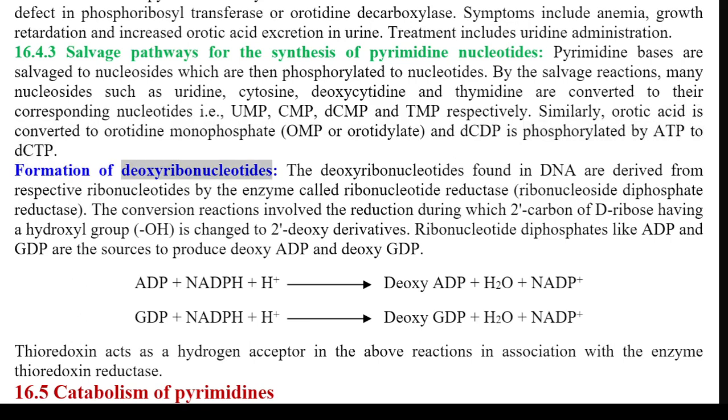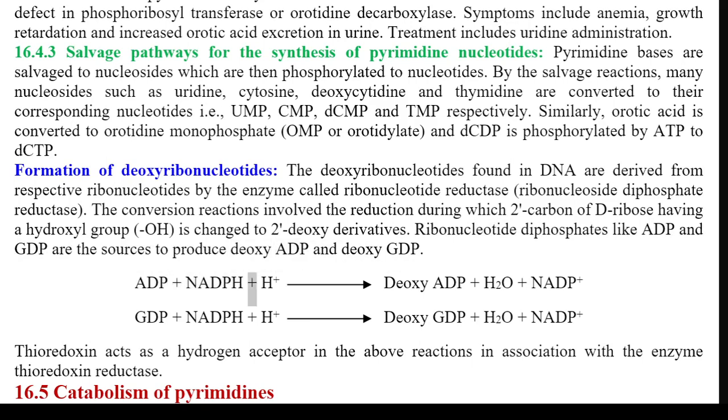Formation of deoxyribonucleotides. The deoxyribonucleotides found in DNA are derived from respective ribonucleotides by the enzyme called ribonucleotide reductase, ribonucleoside diphosphate reductase. The conversion reactions involve a reduction during which the 2-carbon of ribose, having a hydroxyl group, OH, is changed to 2-deoxy derivatives. Ribonucleotide diphosphates like ADP and GDP are the sources to produce deoxy-ADP and deoxy-GDP.